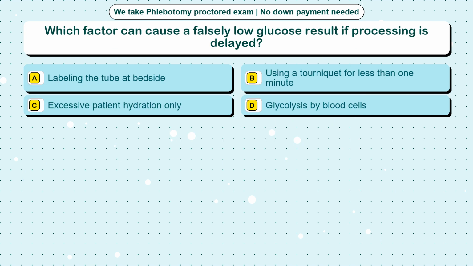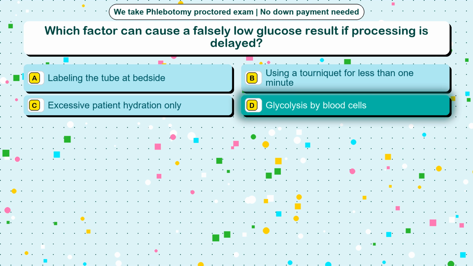Question 51. Which factor can cause a falsely low glucose result if processing is delayed? Option A. Labeling the tube at bedside. Option B. Using a tourniquet for less than 1 minute. Option C. Excessive patient hydration only. Option D. Glycolysis by blood cells.